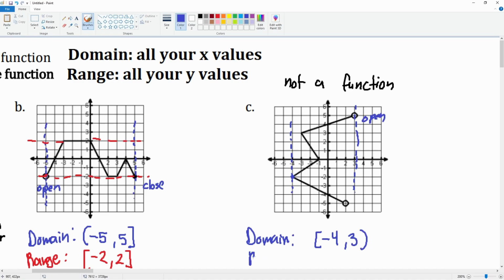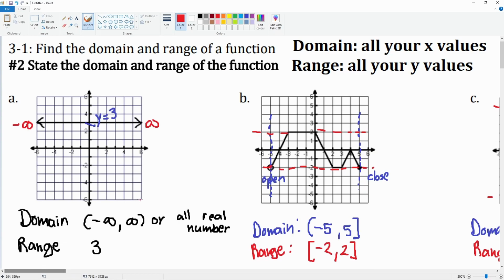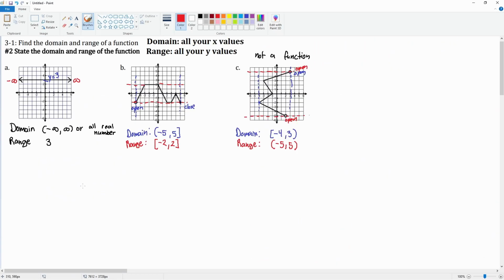There you go. Then let's look at the range. The range is referred to all your y values. So let's take a look here. This is your smallest y value, -5, and your largest y value here is also 5. Do you see how it's open with that open circle? We put a parentheses here, and you see how it's open here as well, so we put a parentheses there. So we just basically write it in something called interval notation. Okay, so there you go. That is how we find domain and range of a function.